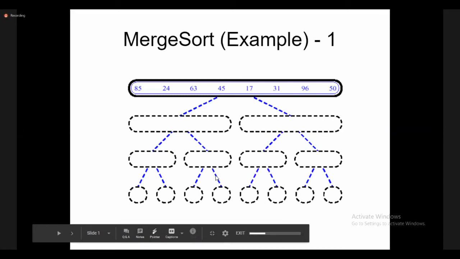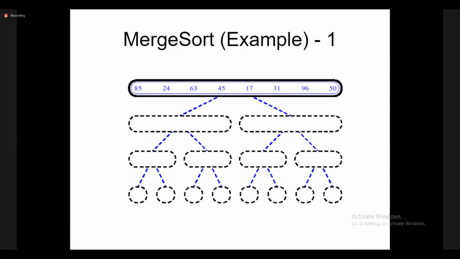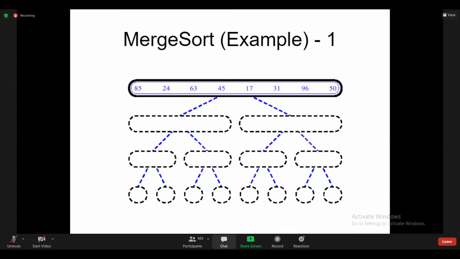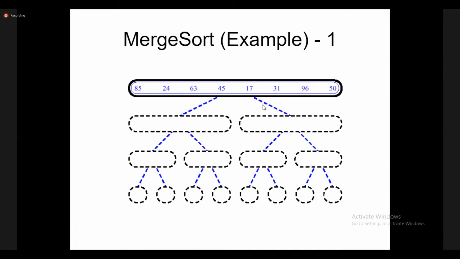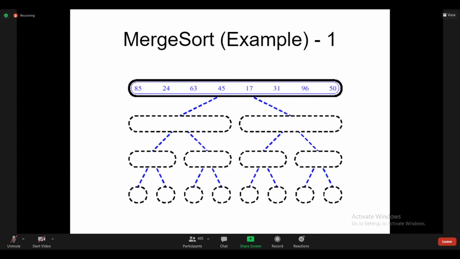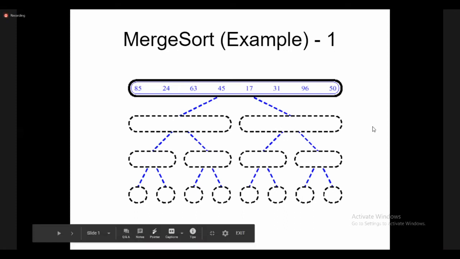Okay, what is the middle point now? What is the first half? What is the second half? Respond in the chat box. What is the first half and the second half in this list? 85, 24, 63, 45, 17, 31, 96, and 50. Here, how many elements? 8.